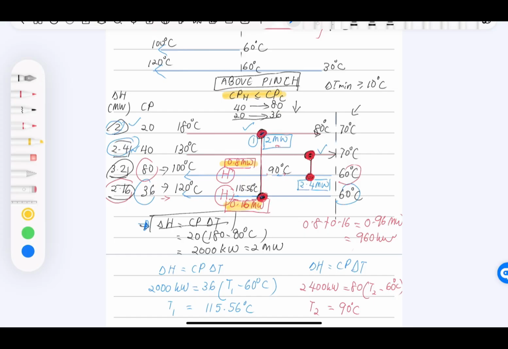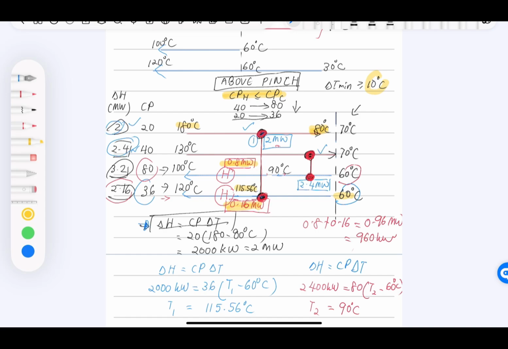Okay, so for the first heat exchanger, so this is the inlet. So 180 minus 115 is greater than 10. Okay, and then 80 minus 60. Okay, so this is also greater than 10, so that's correct.